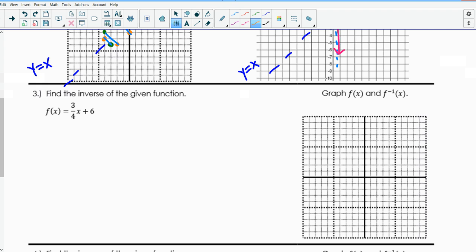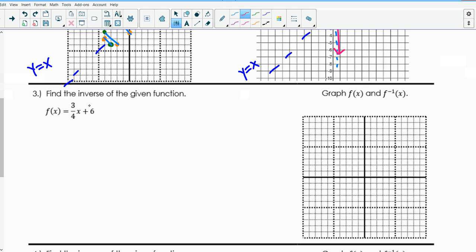Okay, so in number 1, we had points. In number 2, we had a graph function. In number 3, and in the next couple examples, we're actually going to graph both of the functions based off of the equation. Okay, so it says graph f of x and f inverse of x.